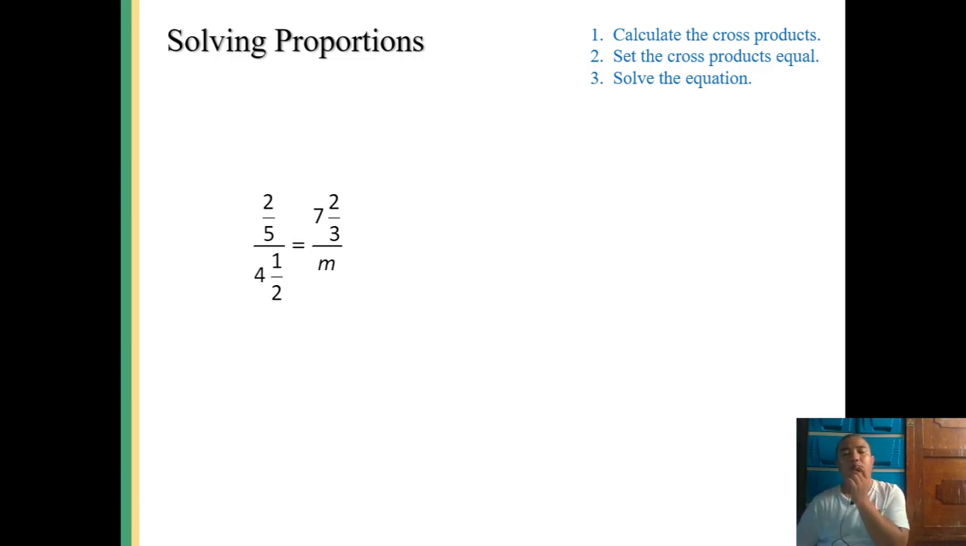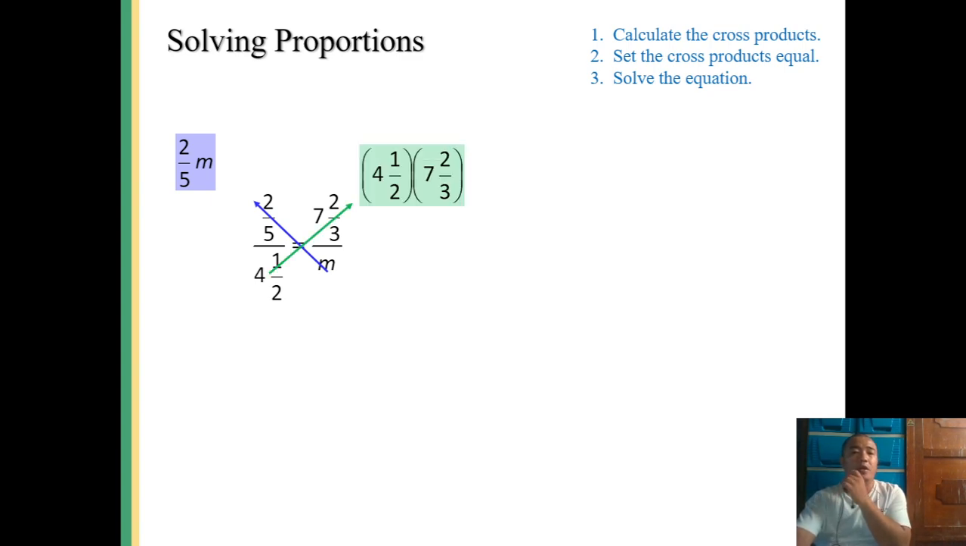How about this? 2 and 1/4... 2.25 over 4.5 is equal to 7 and 2/3 over m. What is m? Calculate the cross products. 2.25 times m is 2.25m. 4.5 times 7 and 2/3 is equal to 9 halves times 23 over 3. It's equivalent to 23 times 3 over 2.